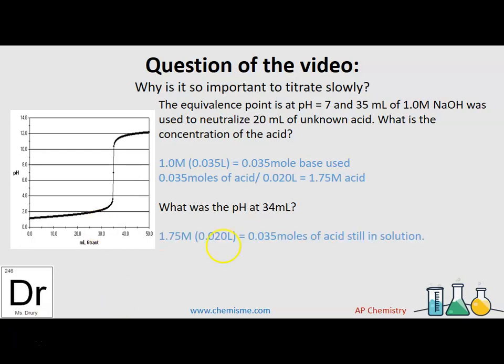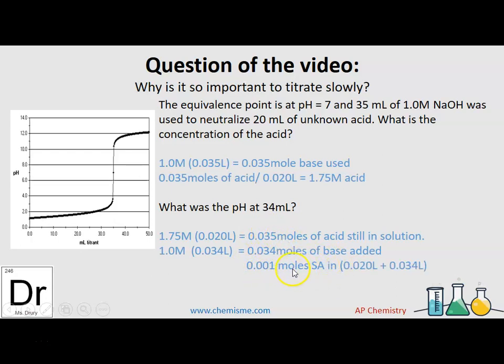Again, 1.75 was known as the molarity of the acid from the previous question. I know I used 20 milliliters of it, or 0.02 liters. This is how much acid I have in the solution. I was given that it was a 1 molar solution, and I used 0.034 liters this time. So that means 0.034 moles of base was used. You could write this into your ICE box, where some people are starting to realize you just subtract them to figure out how much strong acid you have.